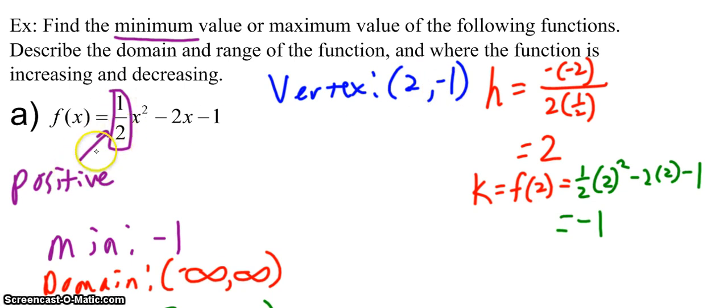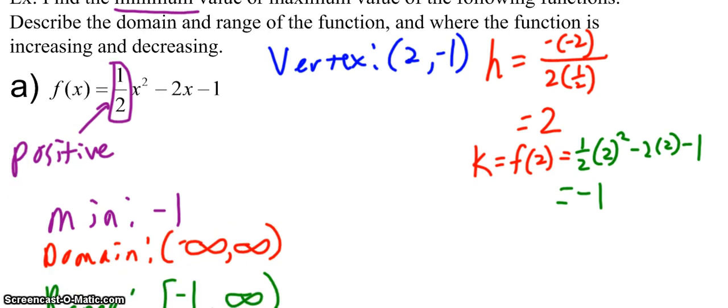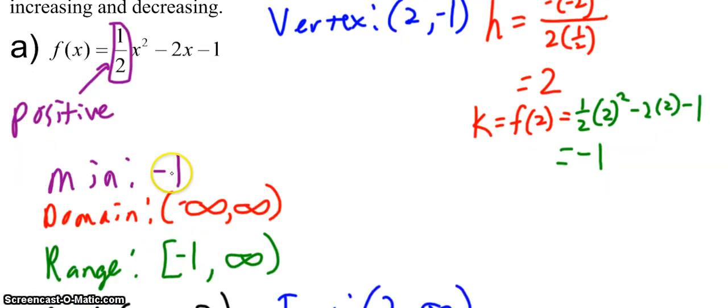Since the a value is positive, I know that it's going to be a minimum, and the minimum value is the k value of the vertex. So that's how I got the -1. The domain is always negative infinity to infinity. The range is going to relate to the minimum or maximum value. Since it's a minimum, that's going to be the lowest point, so it'll be -1 to infinity.